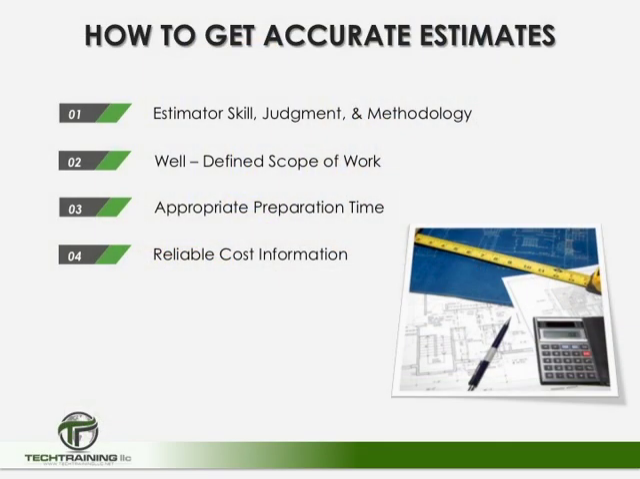Now, we've already talked about an estimator's skill, judgment, and the methodology that they use to come up with an estimate, and these are critical factors in coming up with a good, solid number. But also needed is going to be a well-defined scope of work, as well as appropriate preparation time to do the estimate. If you ask an estimator for a quick estimate, that's exactly what you're going to get, a quick estimate. And lastly, even to get a quick estimate, you're going to need some sort of reliable cost information, some form of historical data to use to come up with that estimate.